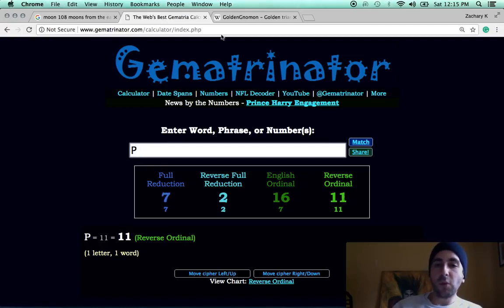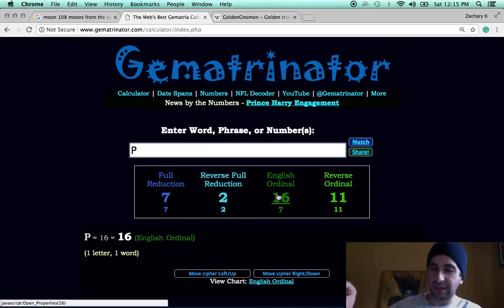P would be the next letter. P would be the 11th going in reverse. 1 plus 1 is 2. And you see what's happening over here? P's the 16th letter with the normal alphabetic order. 1 plus 6 is 7.